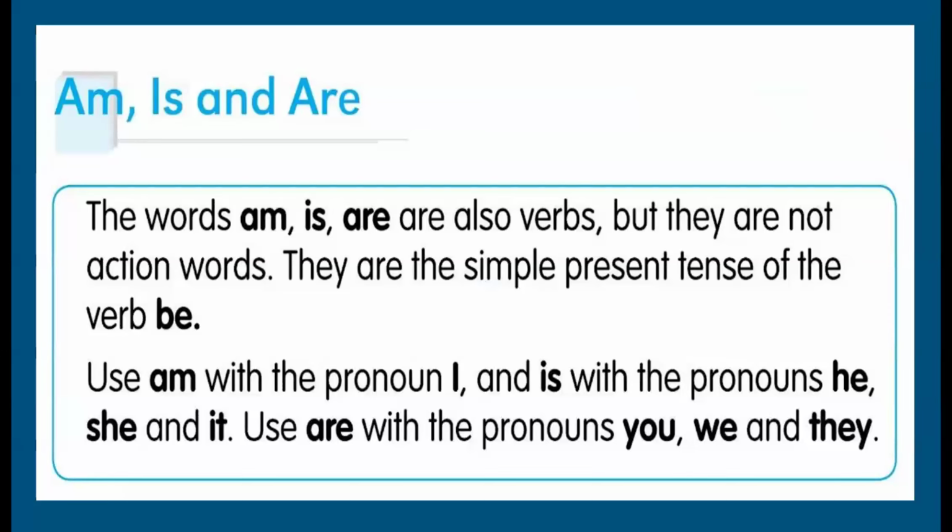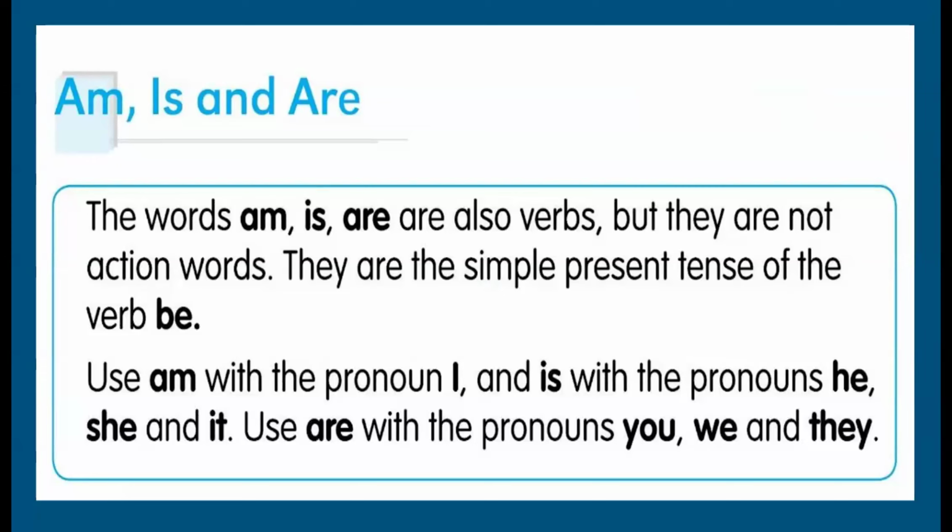Are you with me, all of you? Yes, ma'am. Then we saw helping verbs. Am, is, are. Am, is, and are are also known as auxiliary verbs. Auxiliary, A-U-X-I-L-I-A-R-Y. Helping verbs are also known as auxiliary verbs.